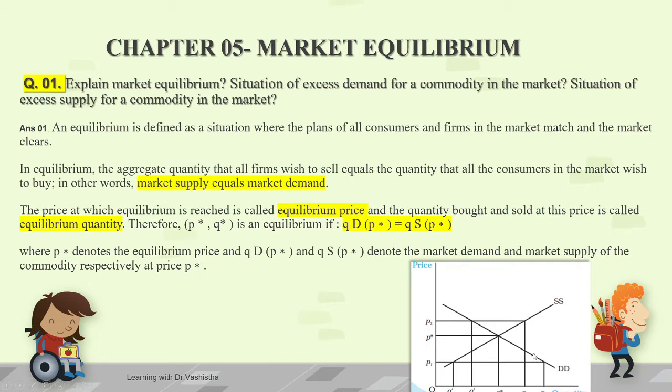So here, as you can see in this diagram, the demand curve, which is going downwards, the DD demand curve, is cutting the SS supply curve at this point, which is the point of equilibrium. If we draw two perpendiculars from this point, because at this point demand is equal to the supply, which is the condition of equilibrium.